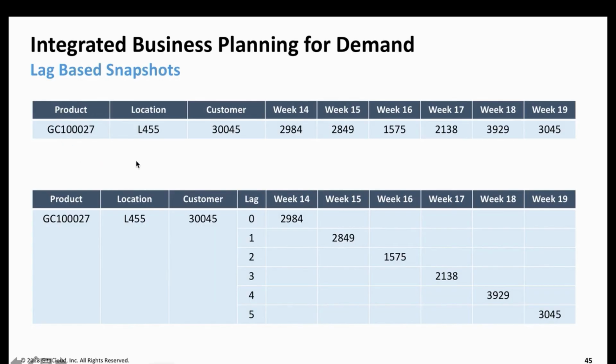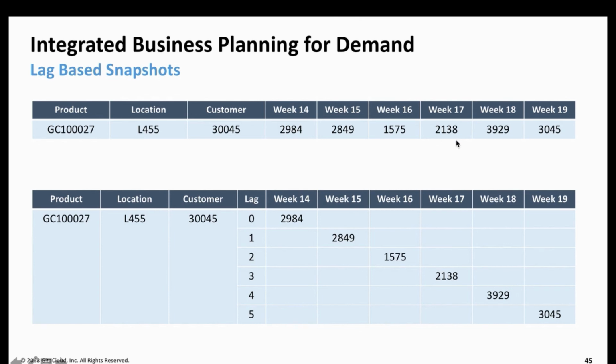Let us understand more about lag based snapshots. So for this product, my consensus demand is given in the table above. So now my lag 0 based snapshot will say what was my consensus demand for week 14 in week 14, which is 2984. My lag 1 snapshot will say what was my consensus demand in week 14 for week 15, which is 2849.